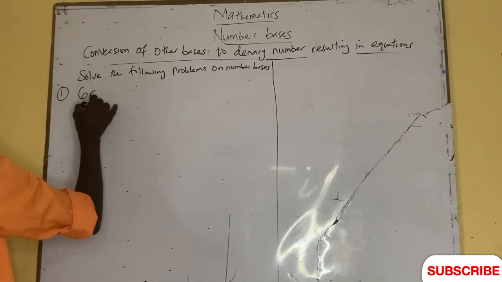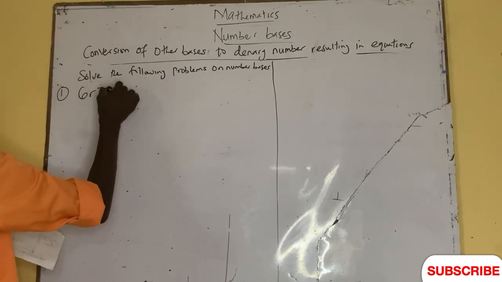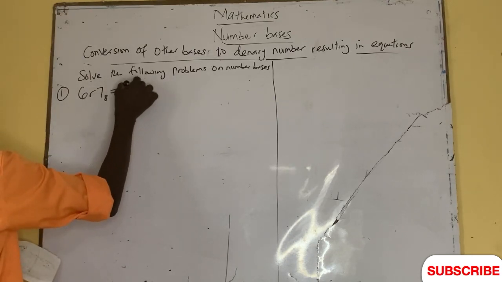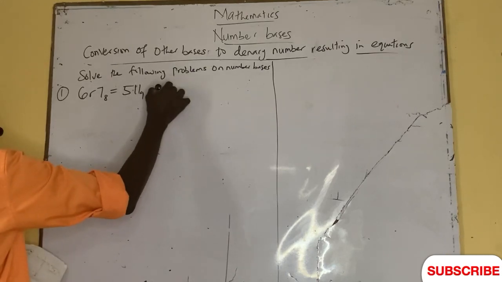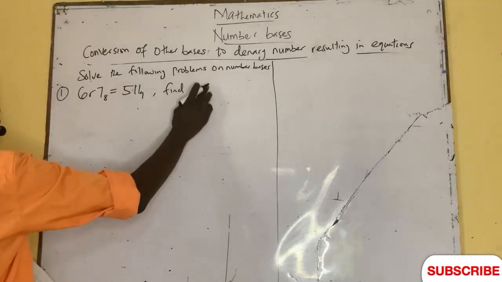6r7 base 8 equals 511 base 9. Solve for r. We have to find r here.